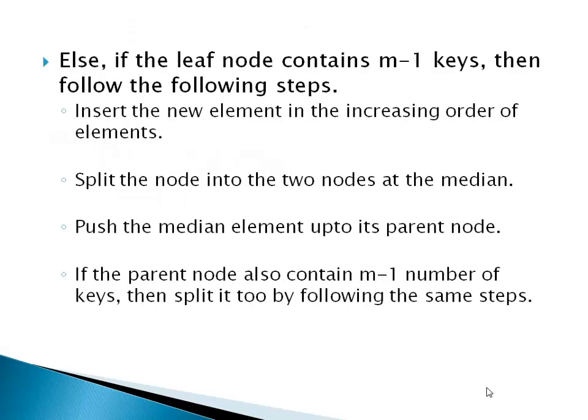Else if the leaf node contains m minus 1 keys, that is if that particular leaf node is full, then we have to follow these steps. Insert the new element in the increasing order of elements. First insert that element into that node, then split the node into two nodes at the median. After splitting the node, push the median element up to its parent node. Even if the parent node also contains m minus 1 keys, that is even if that parent node is also full, then again perform the split operation by following the same steps.